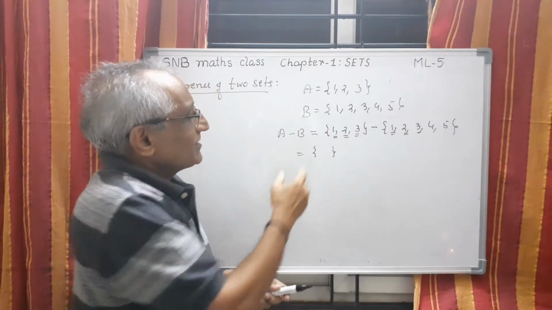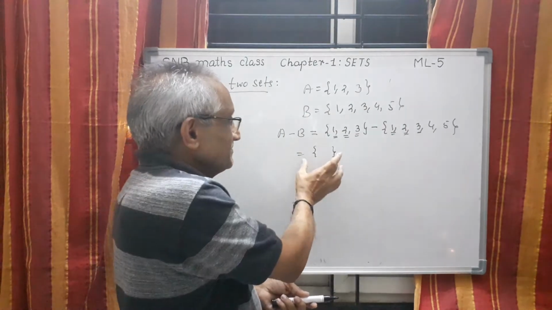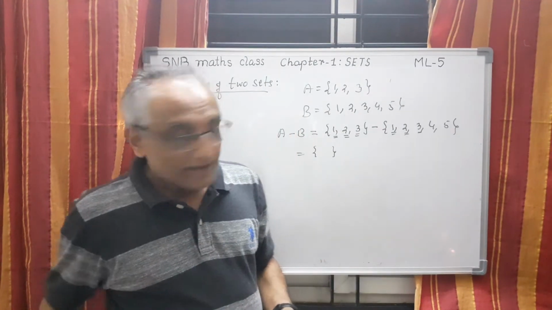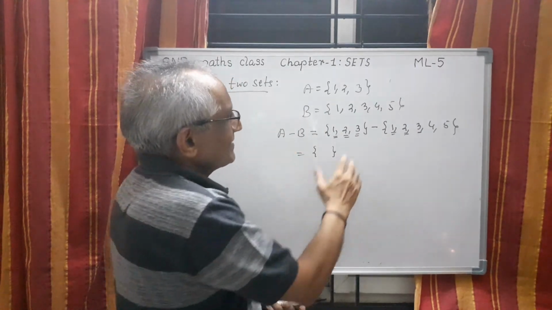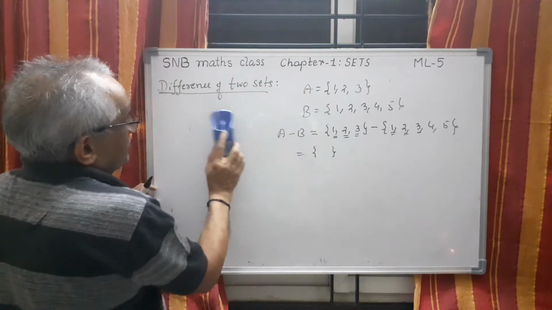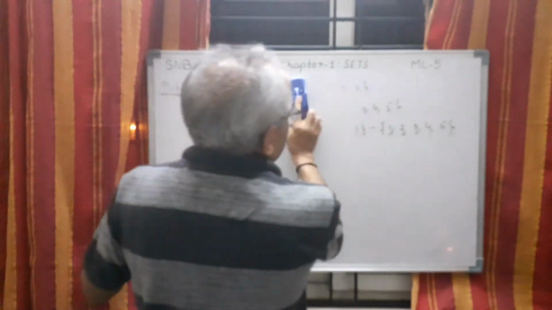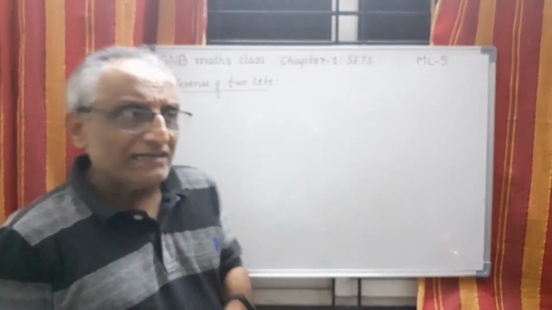That is, you have taken all the elements of it, so nothing is remaining. So it becomes the empty set. And whenever they are disjoint, you will get A only, because there is nothing to be removed. So the difference of two sets is a very simple concept. What you have to do is remove the elements which are in the second.